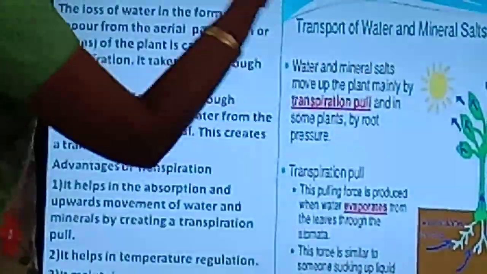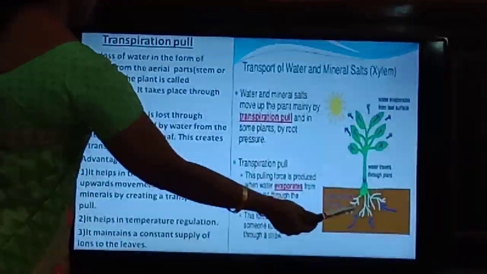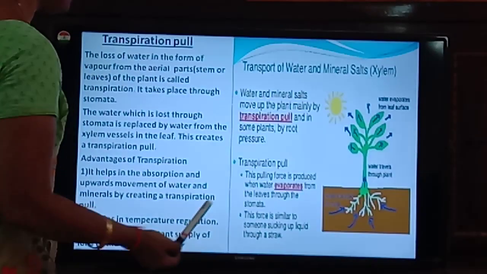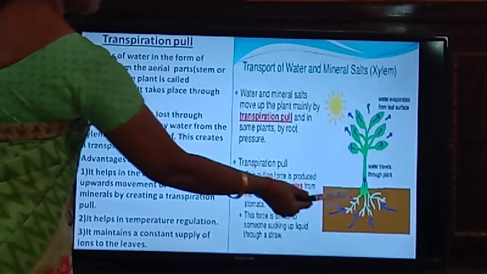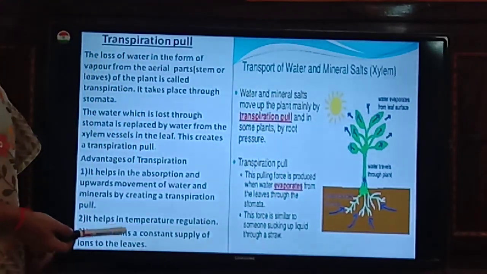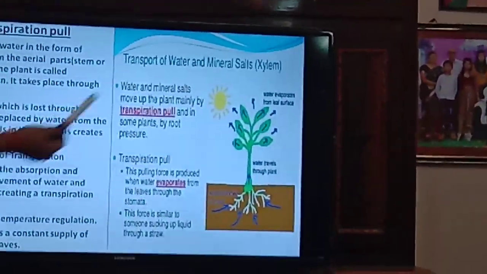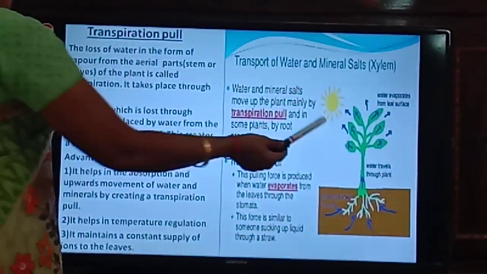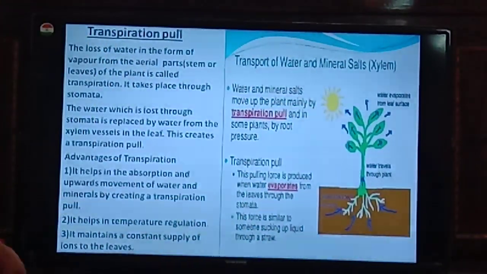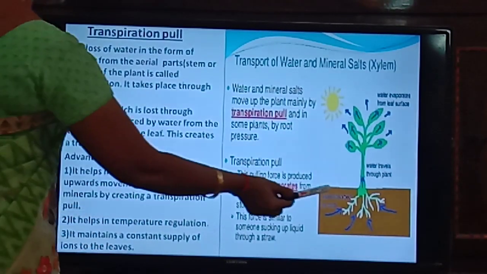It helps in the absorption, isn't it? So transpiration is helpful in the upward movement of water and minerals by creating a transpiration pull. And it also helps in temperature regulation. As the water vapors move into the atmosphere, it gives some cooling effect. So it is also helpful in temperature regulation.